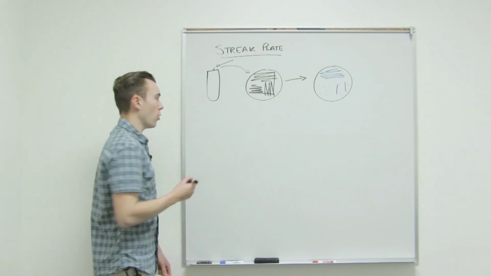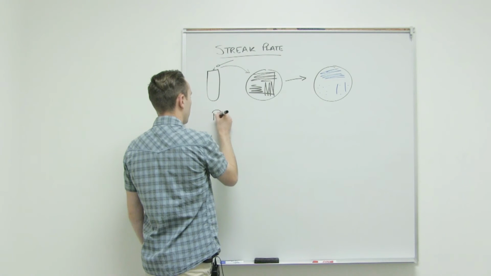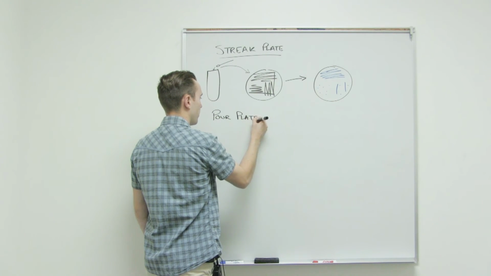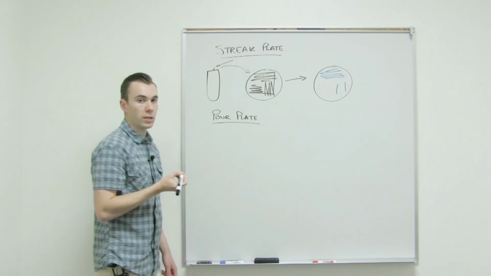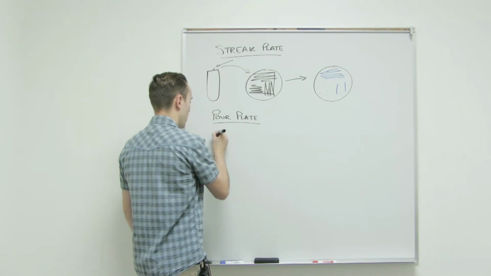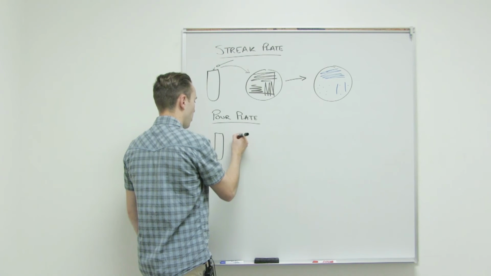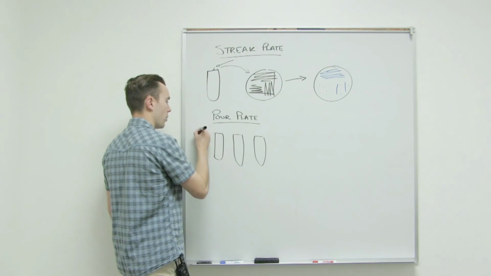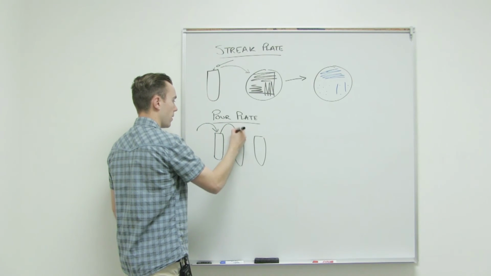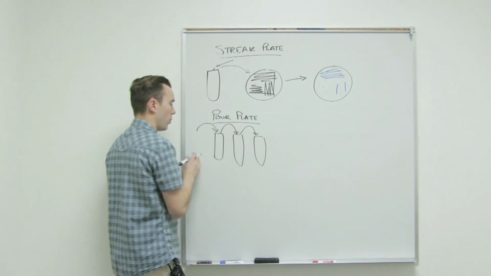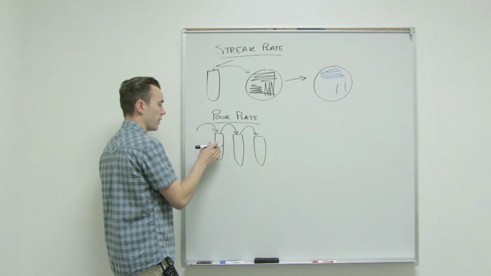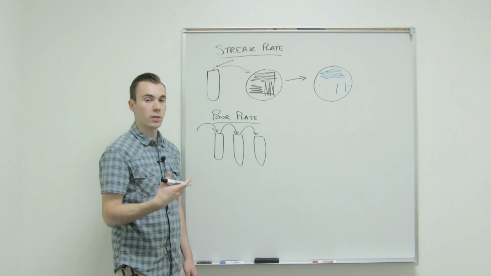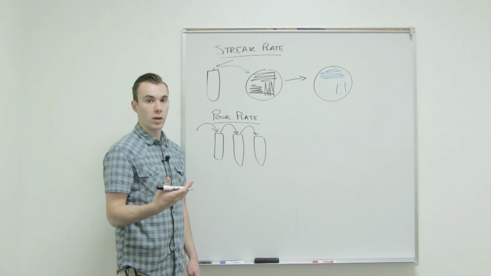The other method, the pour plate, you're doing exactly what it sounds like you're doing. You're literally pouring the bacteria onto the plate. So what you do, you have multiple tubes, and you're going to dilute them. So you pull from the main culture into the first, then from the first to the second, second to third, and you can do this multiple times depending on how many dilutions you want to observe.